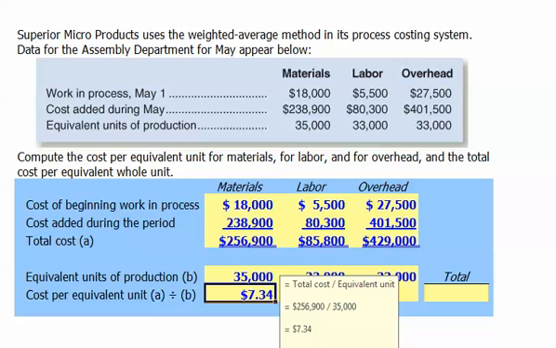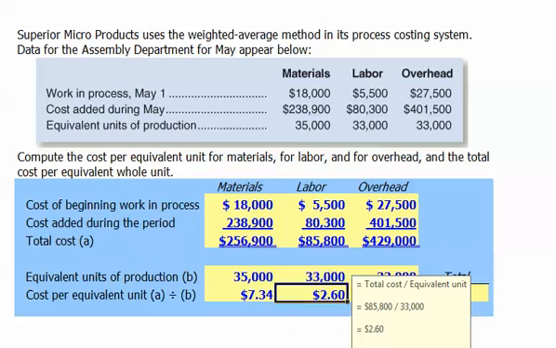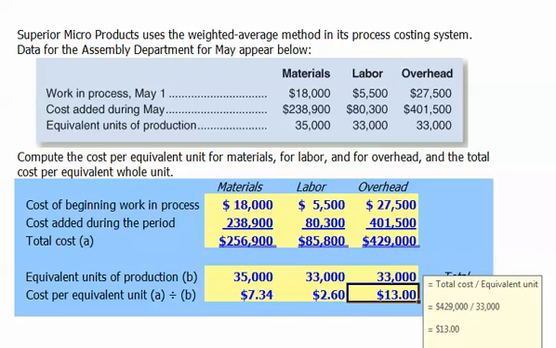For direct materials, we had a total cost of $256,900, and we'll divide that by 35,000 equivalent units to get a cost per equivalent unit of $7.34. For labor, we'll take our $85,800 in cost and divide it by our 33,000 equivalent units to get a cost per equivalent unit of $2.60 per direct labor. And finally, for manufacturing overhead, we'll take our total cost of $429,000 and divide it by our 33,000 equivalent units to get a cost per equivalent unit for manufacturing overhead of $13 per unit.